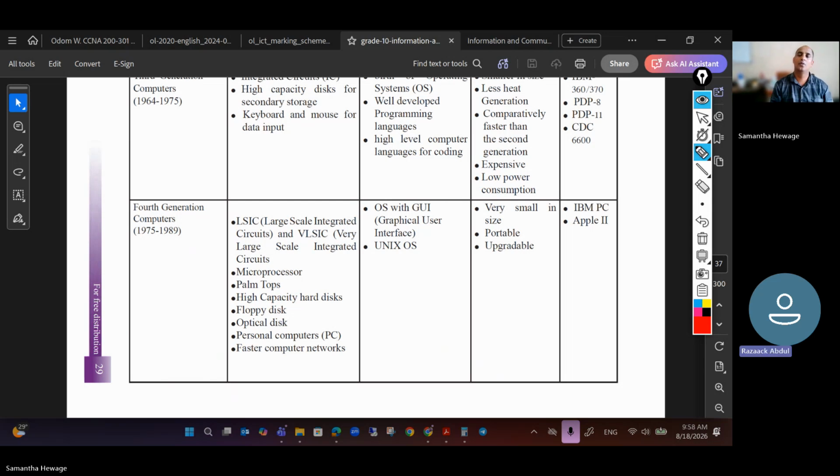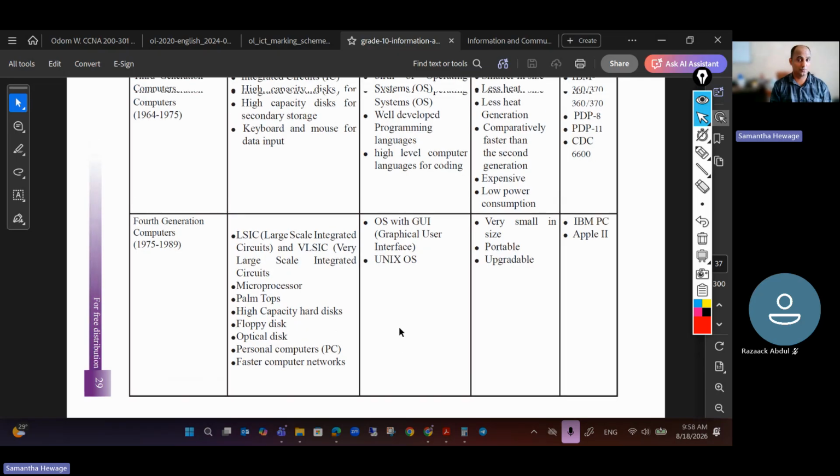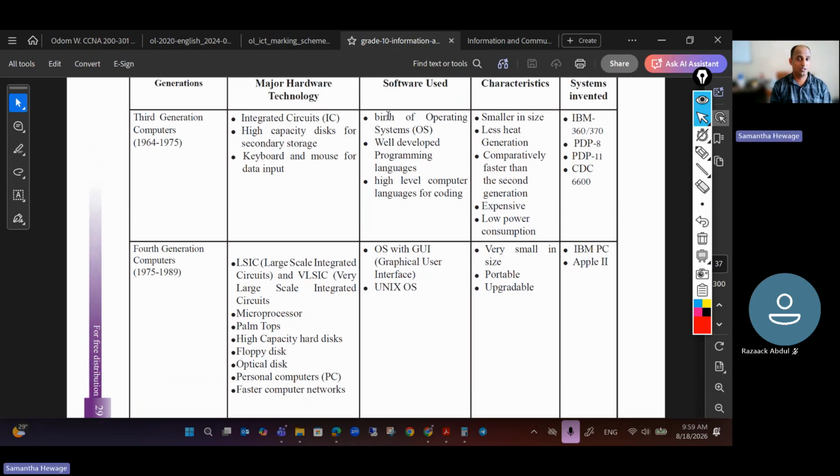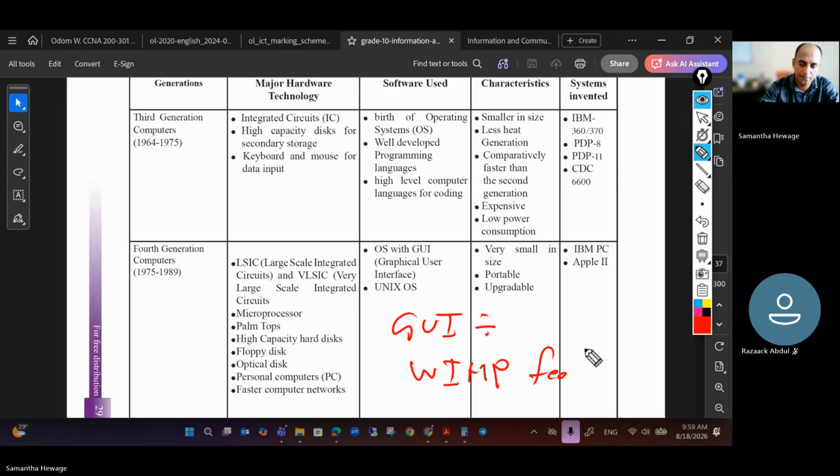Third generation. Very good. Birth of the OS with the 3rd generation. Right? But OS is GUI. GUI means graphical user interface, where we have graphics, colors, animations, windows, icons, menus, pointers, features. These are the main features in the GUI. So now we are using GUI.